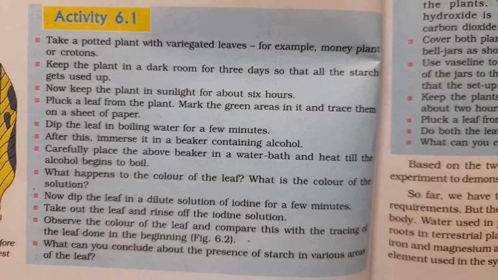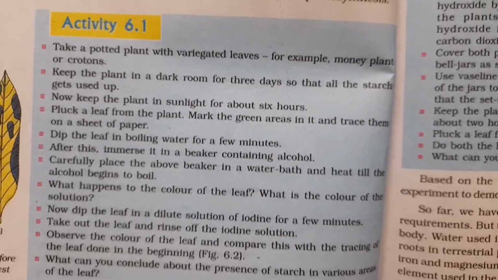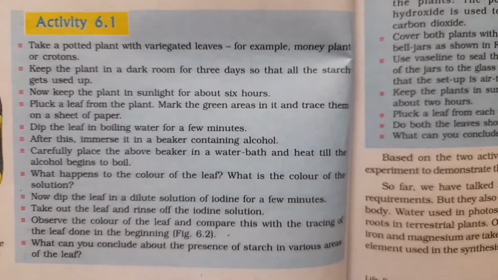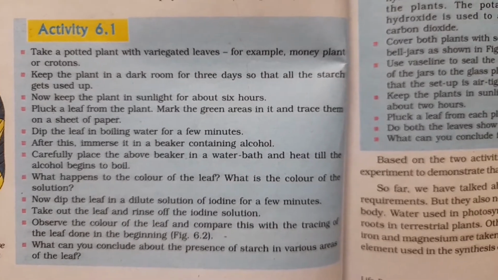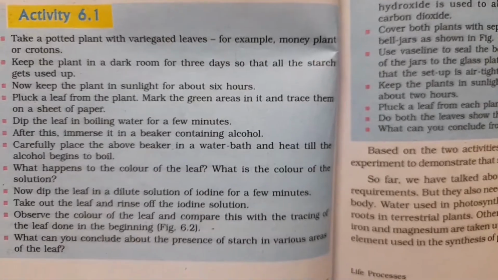So what is starch? I told you that the plant stores the carbohydrates as starch for later use. So after it gets used up, now keep the plant in sunlight. Then you need to pluck a leaf from the plant, mark the green areas of it and trace them on a sheet of paper.